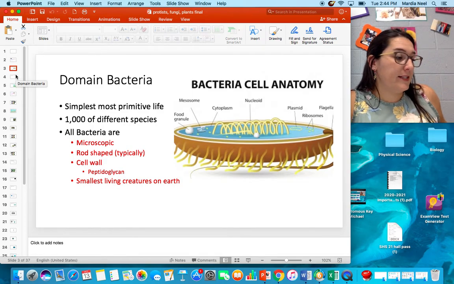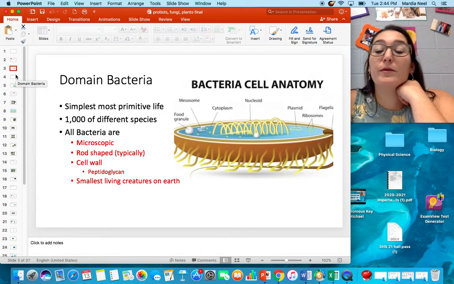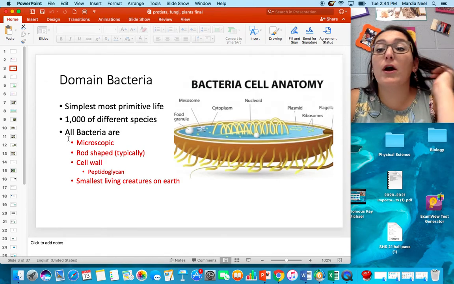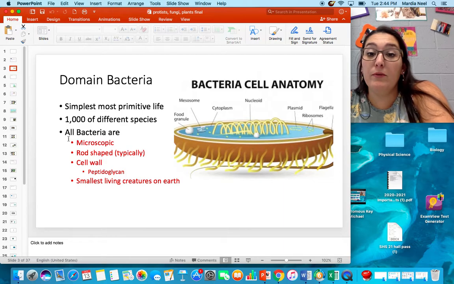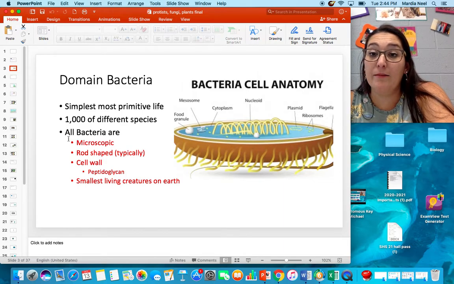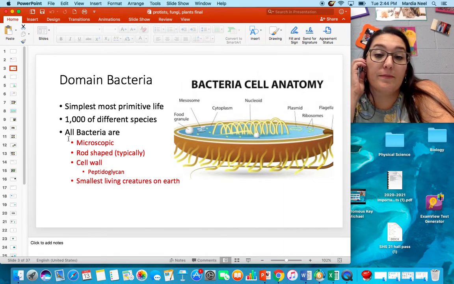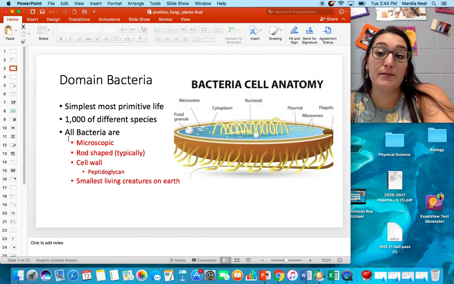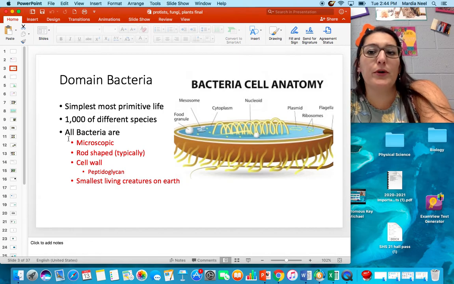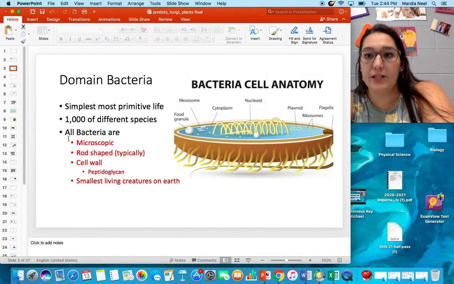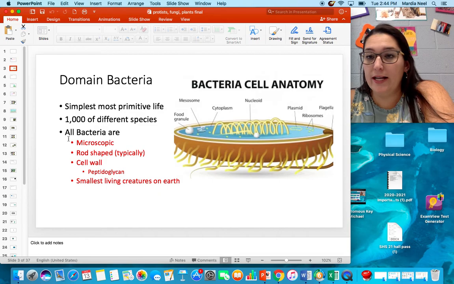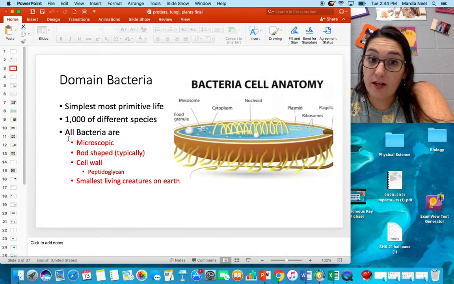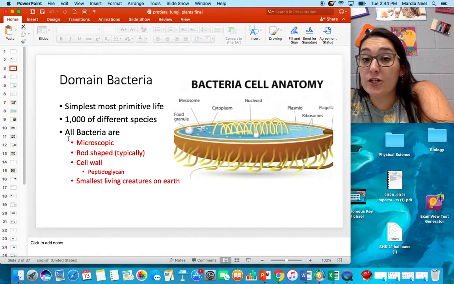So domain bacteria is the simplest, most primitive form of life, and there are thousands of different bacteria species. But all bacteria are microscopic, meaning we can't see a bacteria with our naked eye. They're rod-shaped. They have a cell wall made of a substance called peptidoglycan. That's extremely important. That's what actually makes them a bacteria, is that wall made of peptidoglycan. It's different from an animal cell and a plant cell. And they are the smallest living creatures on Earth.